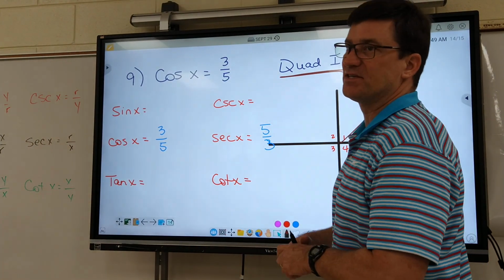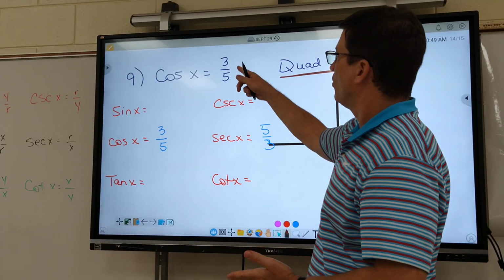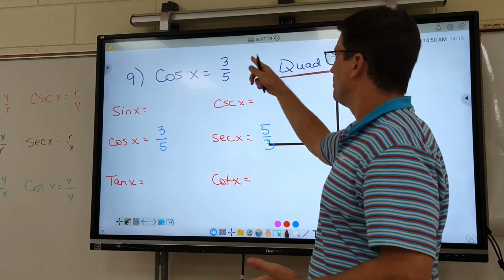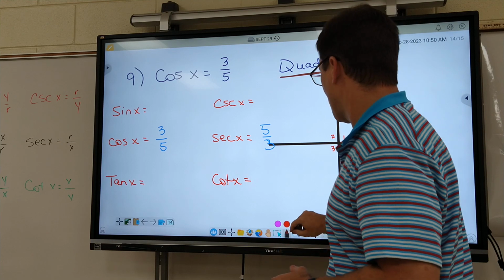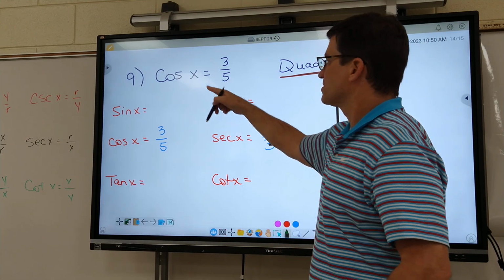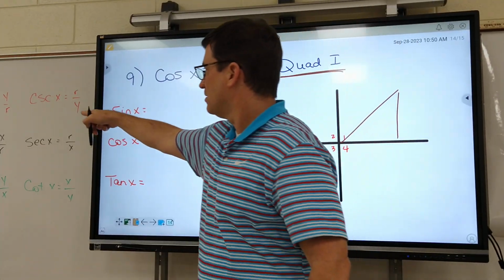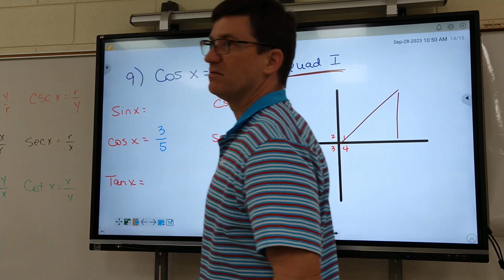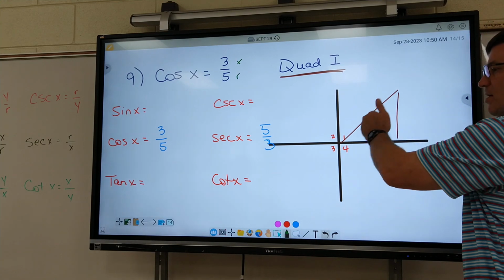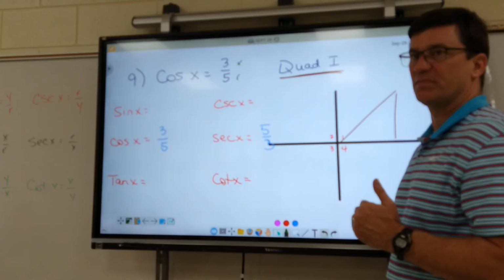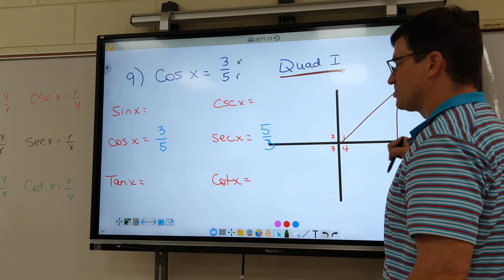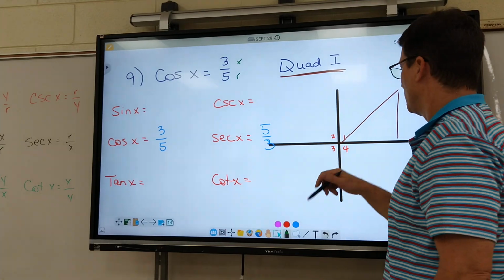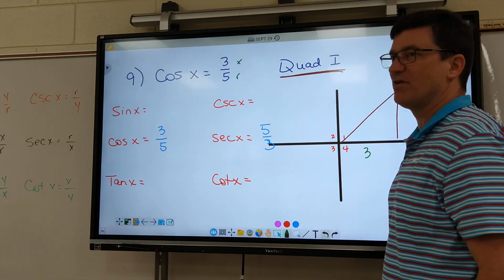All right, now we have to decide which side does the 3 go on, which side does the 5 go on. Let me show you how we're going to do this. What's the formula for cosine? So 3 goes on the x-axis, 5 goes on the radius. So where does 3 go on my triangle if it goes on the x-axis? Somebody show me. Which side of this triangle is your x-axis? Bottom. Good. 3 goes here. How about the 5 that goes on the radius?